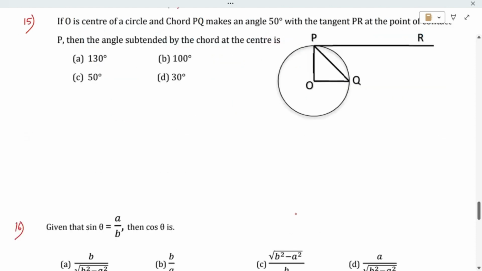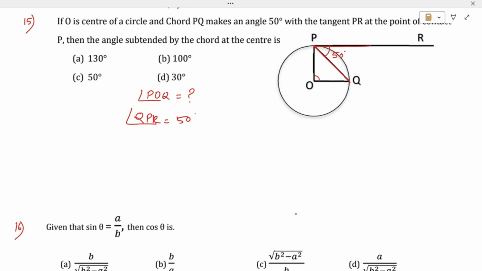Question number 15. If O is the center of the circle and chord PQ makes an angle 50 degree with the tangent PR. So this is the chord PQ. Okay, it is making an angle 50 degree with the tangent PR. Okay, so now I need to find the angle subtended by the chord at the center. So they are asking me to find angle POQ. Okay, so how can I find it? I know QPR is 50 degree.